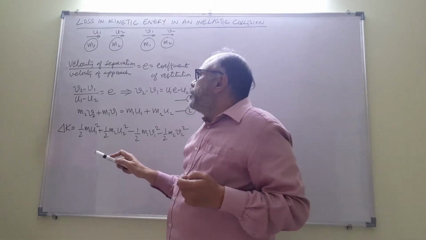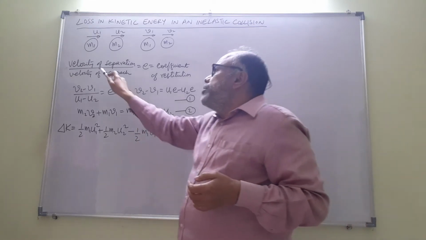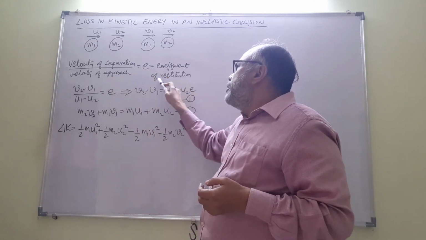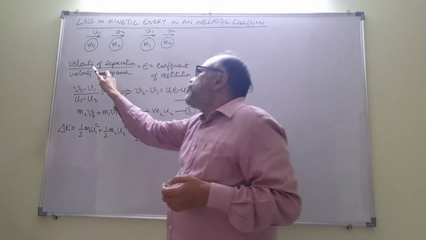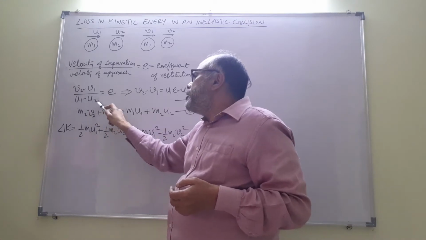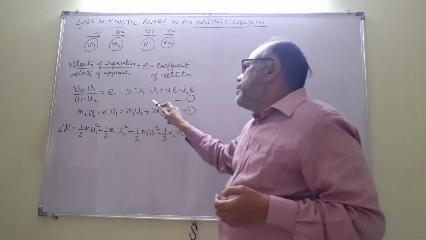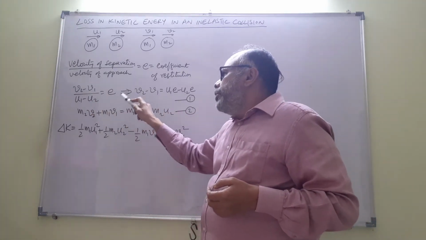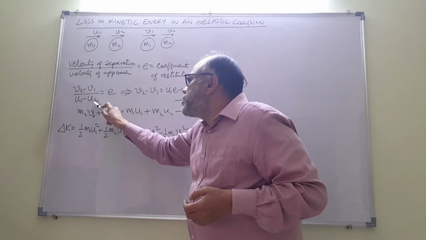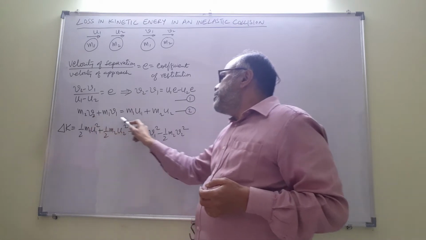We know for an inelastic collision, when we did the video on coefficient of restitution, we saw that the velocity of separation by the velocity of approach was the coefficient of restitution. The velocity of separation is V2 minus V1 and the velocity of approach is U1 minus U2. So, you have an equation here relating V1, V2, U1, U2. We have V2 minus V1 is e into U1 minus U2. That is one equation. Then we have the momentum conservation equation.